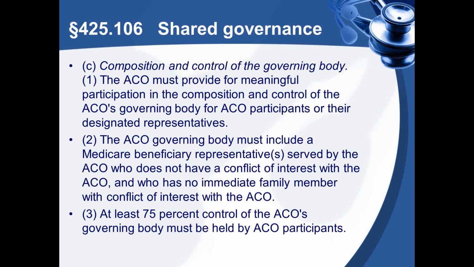ACO must provide for meaningful participation in composition and control of the ACO governing body for ACO participants. Those are the tax IDs or their designated representatives. Basically, this is the tough one, because you have to have a mechanism that allows big, small clinics, all of them, to be represented. Initially, Medicare did not think that there were going to be more than 4 or 5 different tax IDs in these ACOs until all these physician groups started doing their ACOs, and you start having 20, 30 tax IDs. It's very inefficient to make 20 or 30 people be on the board, but that was in the original intent, the original rules.